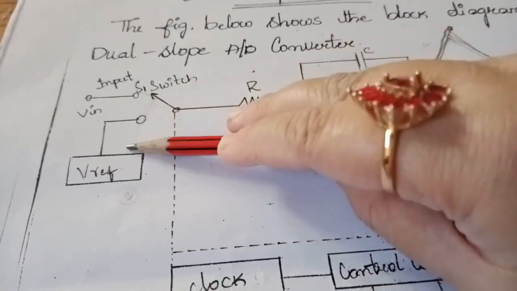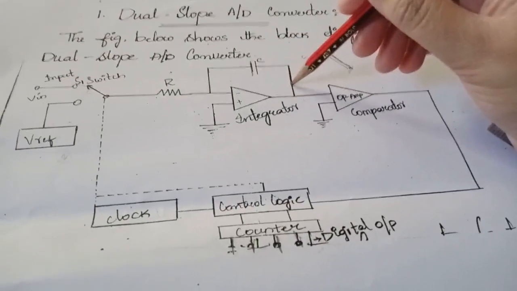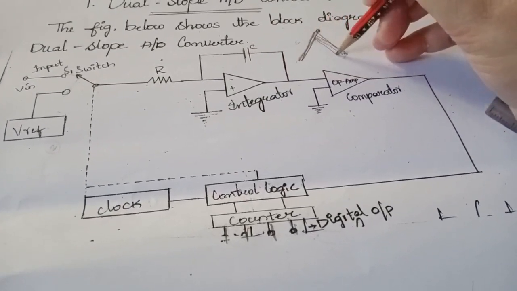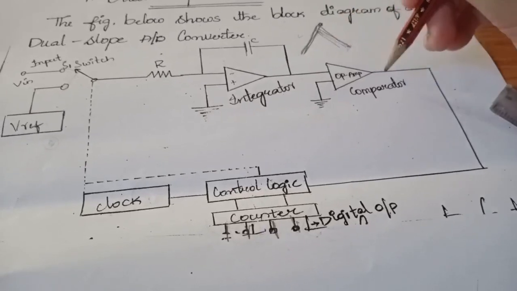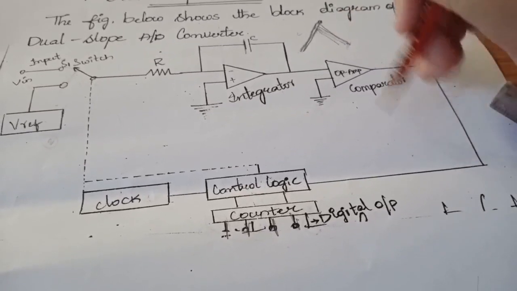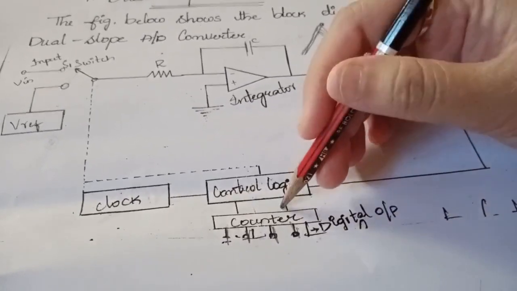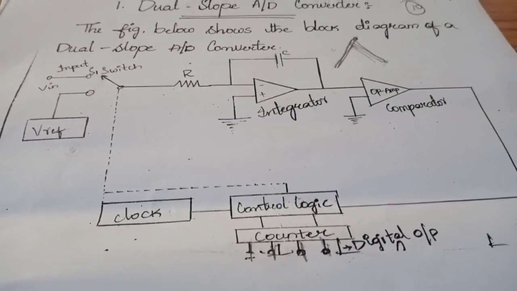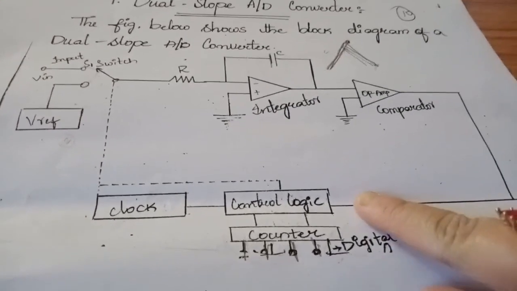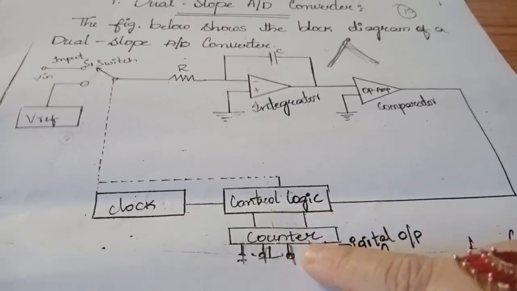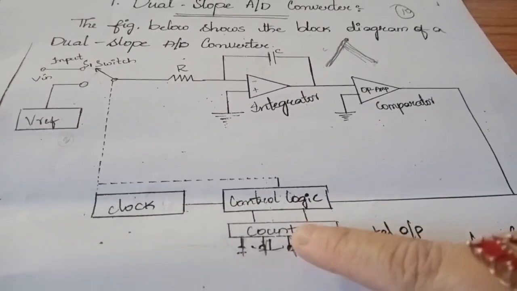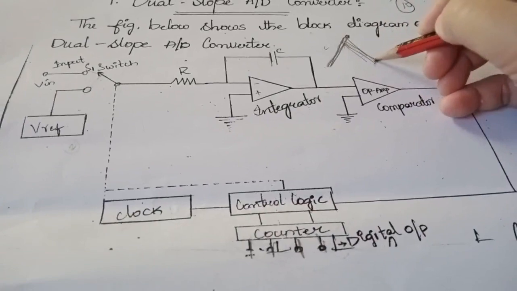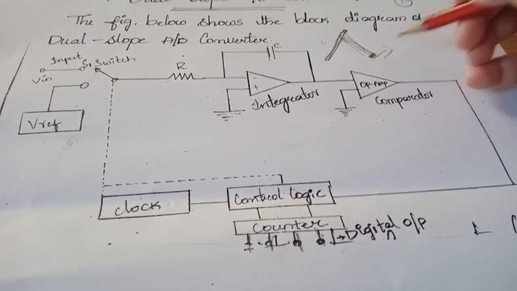Now it is switching to the reference voltage, so again it will pass to the integrator. In the integrator, the capacitor will discharge. As it is discharging, this will be compared, and finally it will give to the control logic. In the control logic, when it is on reference voltage, the counter is reset. So the control logic will signal the counter. The counter will start counting, and it will count till the discharge reaches the 0 position.